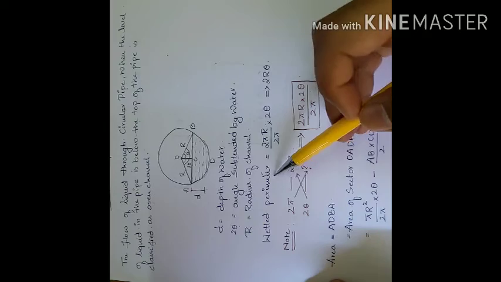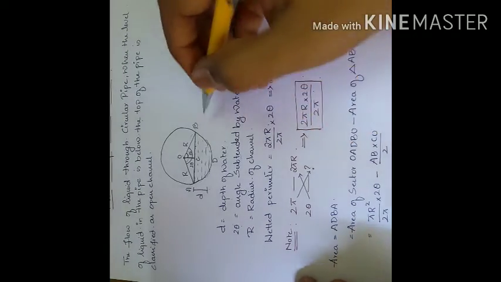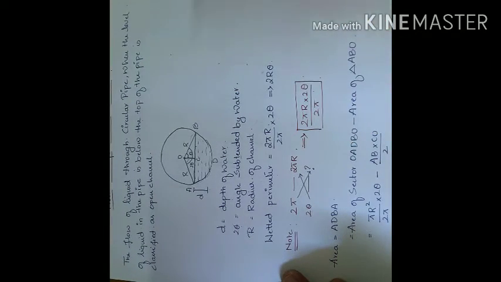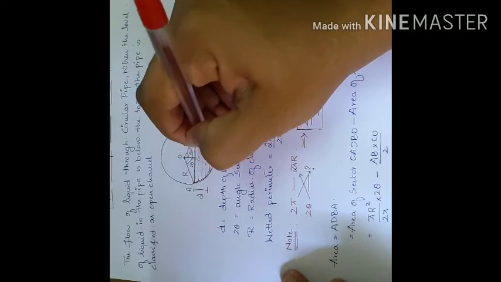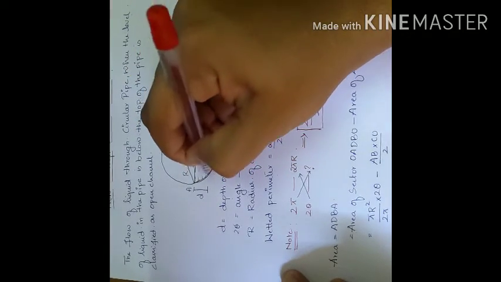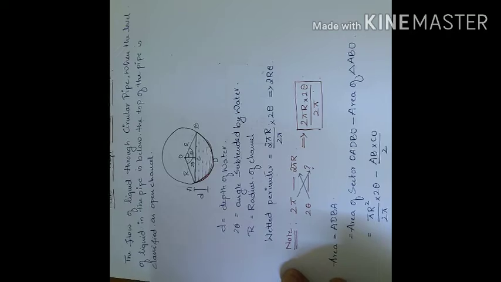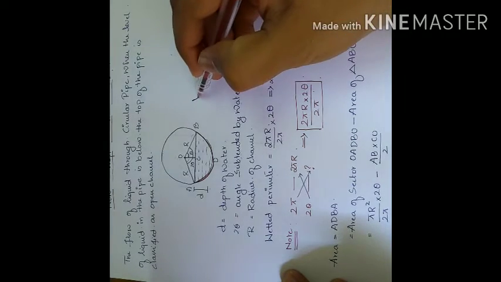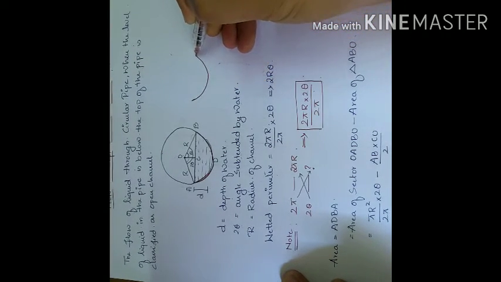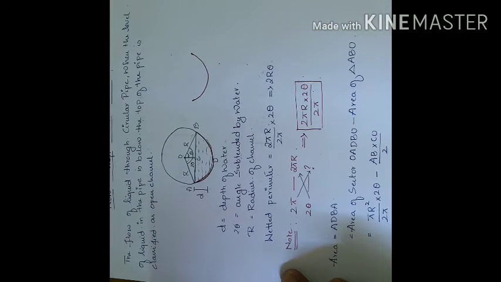Coming to the wetted perimeter. The wetted perimeter indicates that this part is the only wetted part here. This portion is only the wetted portion. That is nothing but this part, which is called the sector of a circle. It's a part of a circle, called a sector. Now how to find the sector?